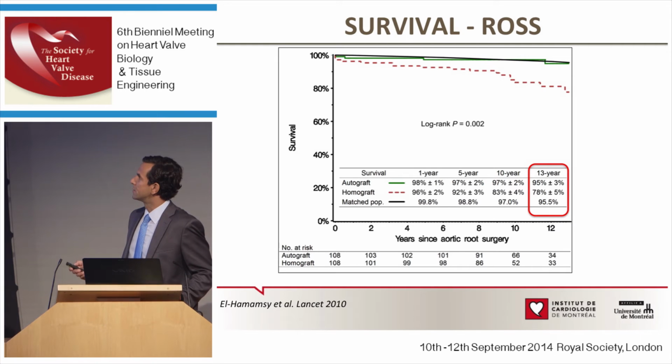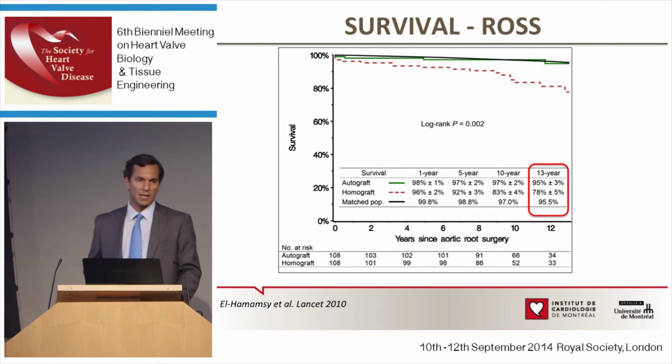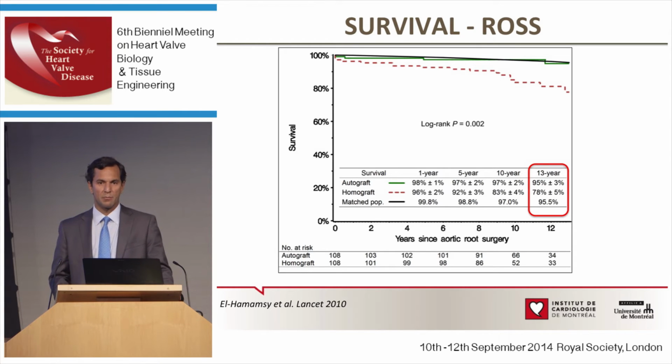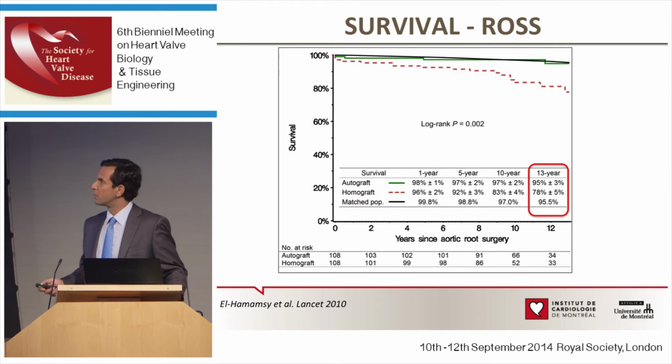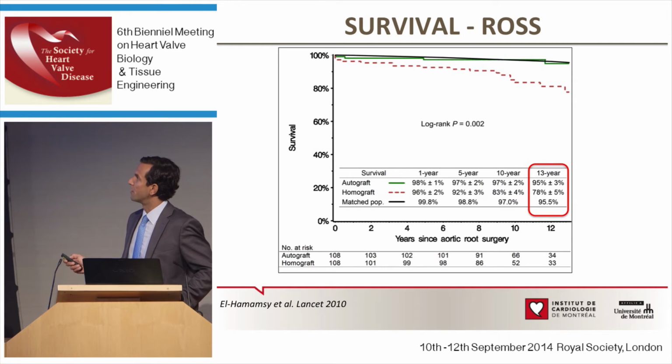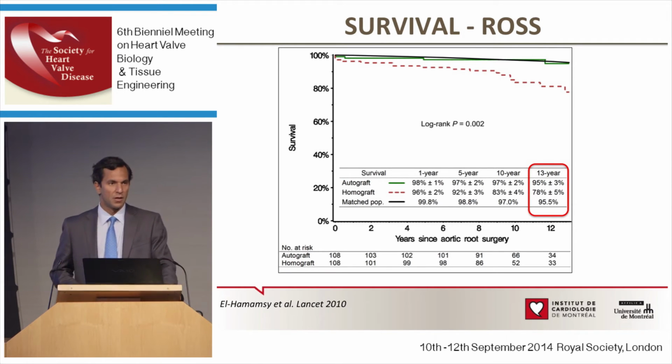Up to 13 years, the survival of the patients undergoing the Ross procedure was exactly identical to that of the UK age and gender matched population, as opposed to patients undergoing aortic homograft replacement, where survival seemed to dip slightly compared to the patients undergoing the Ross operation.